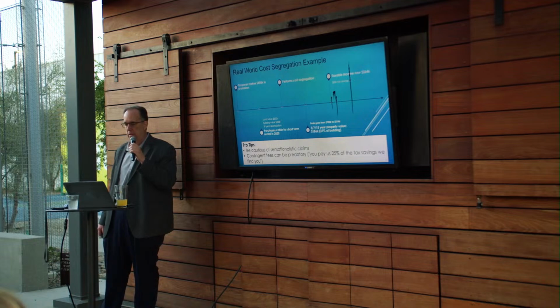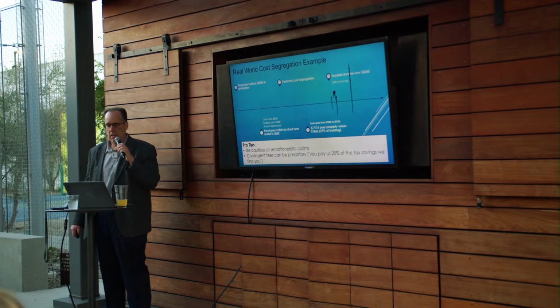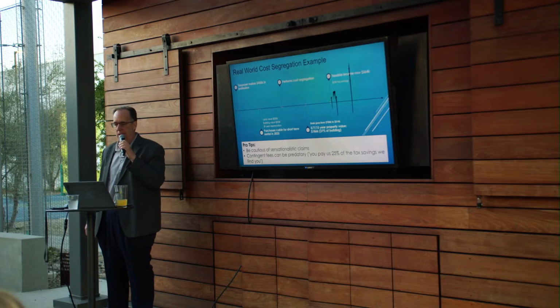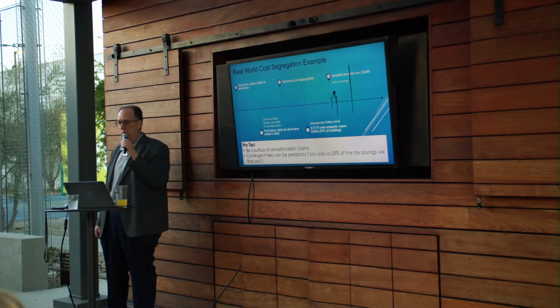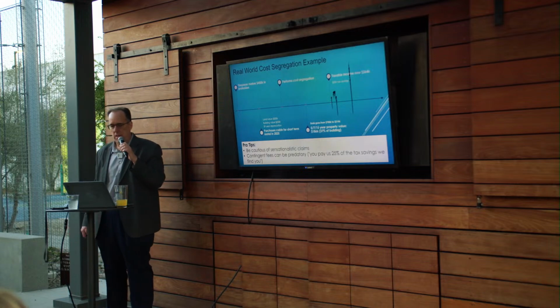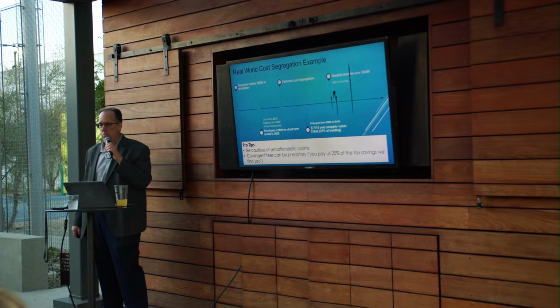So they perform the cost seg, and it turns out that they had about $186,000 of assets that were in the 5, 7, and 15-year category. So that reduced their taxable income by $186,000. For the taxpayer, it effectively gave them a $55,000 tax savings. So that's a real-world example.